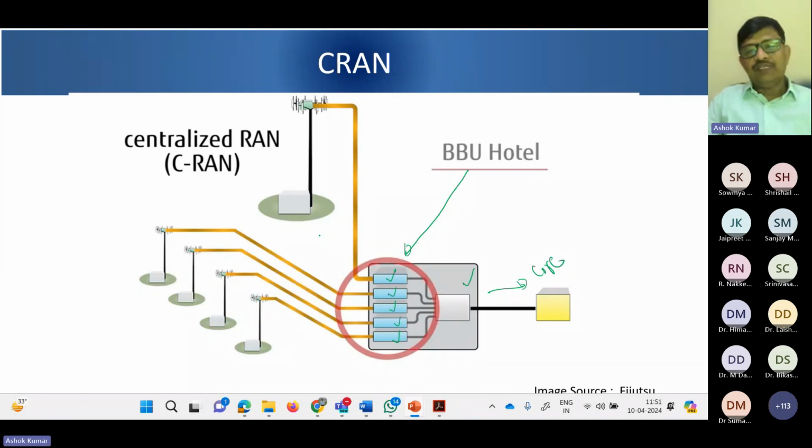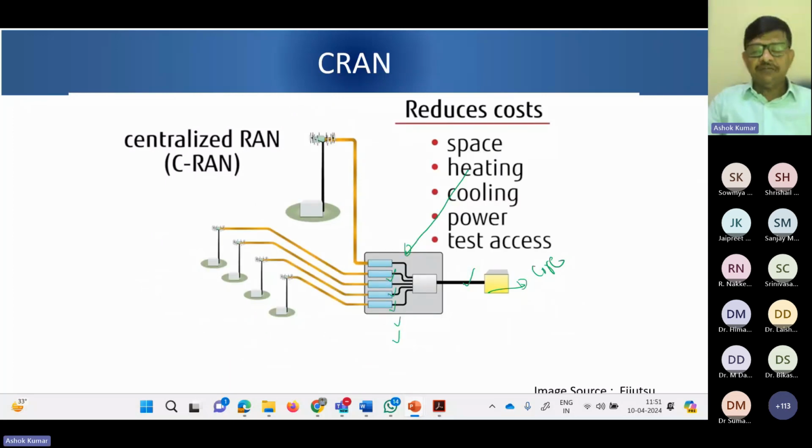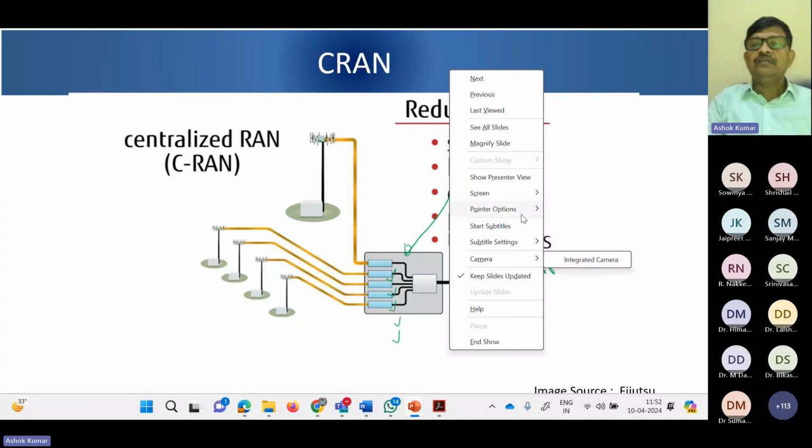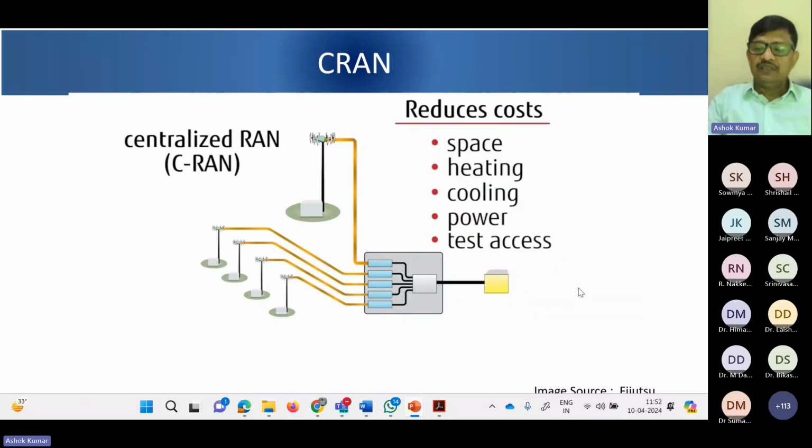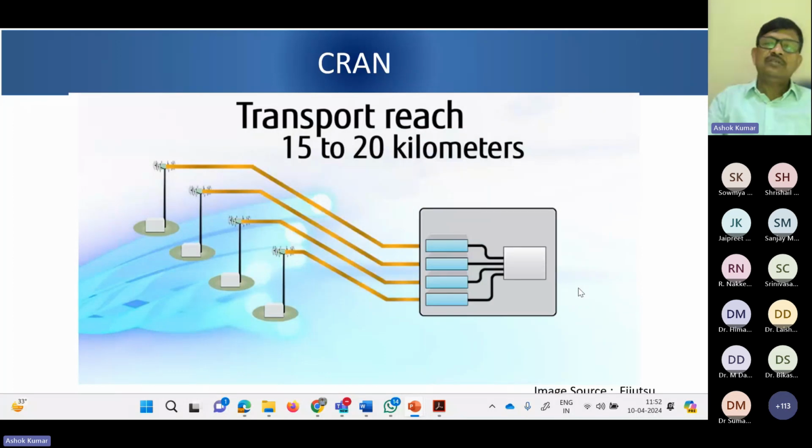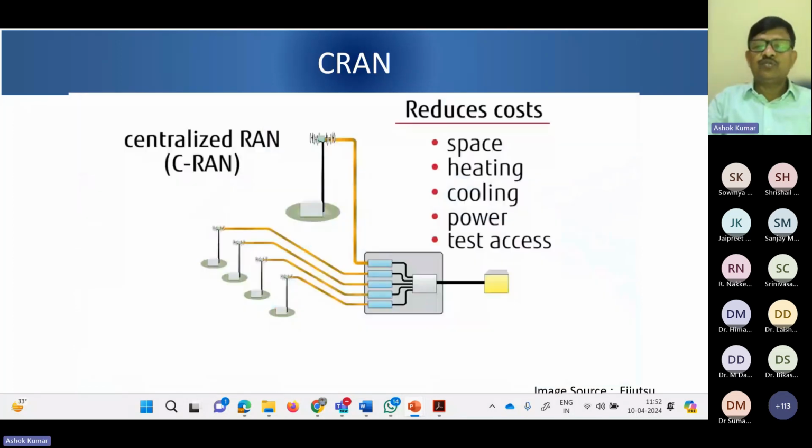Now I have an opportunity that since these BBUs are centralized at one location, can I have a virtual environment? Yes, we can always have a virtual environment. So that means I'm talking about this BBU to be virtualized. But before that, let's look at what is the advantage of having a centralized RAN.